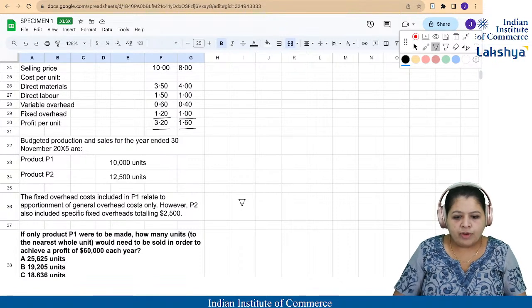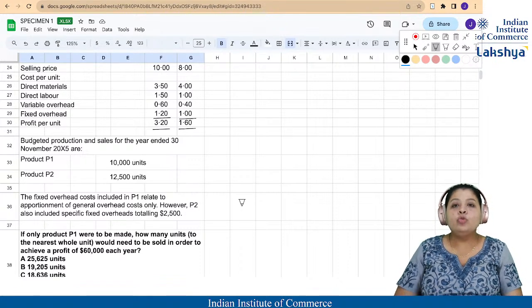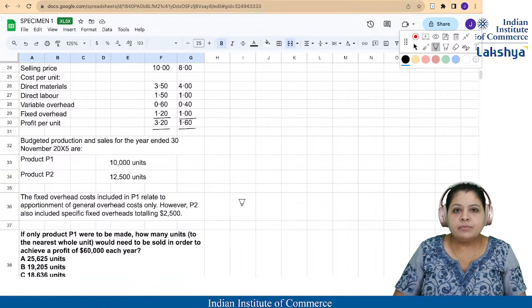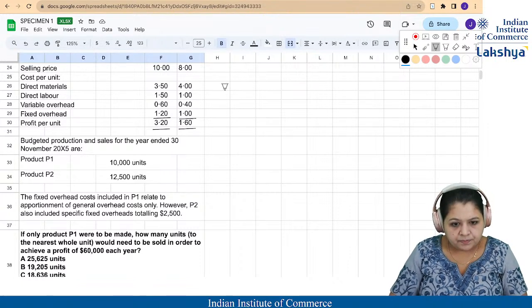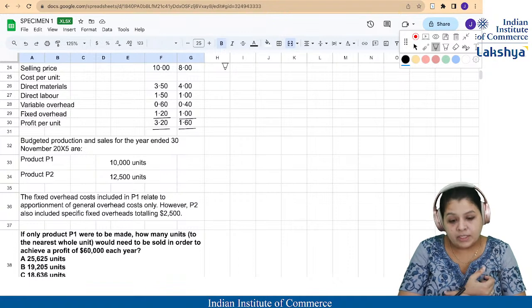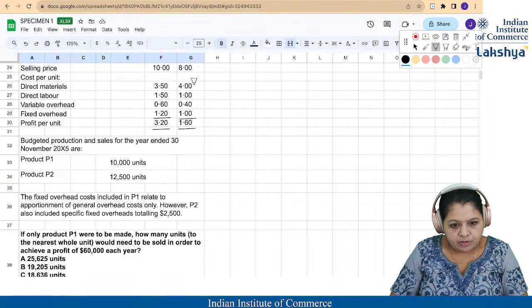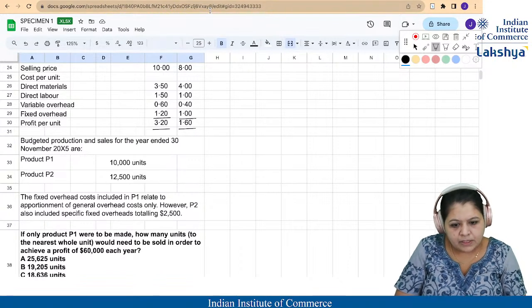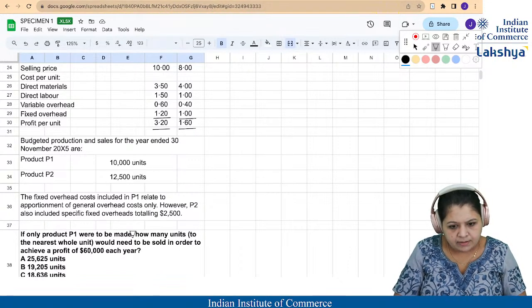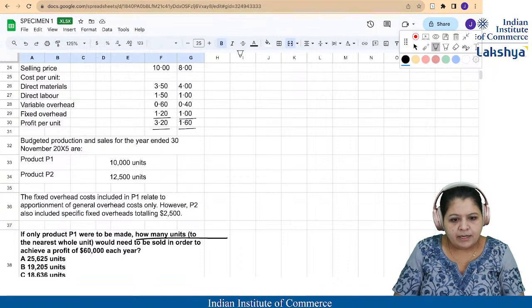And you need to find out how many units of that particular product is to be made. So how do we find that out? Right, so the first thing we will do is find out the number of units that you require to make. So if you want to find out the number of units, which is what this question says, what will you do?